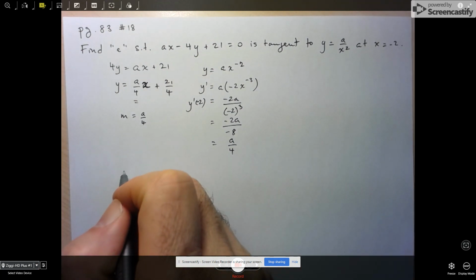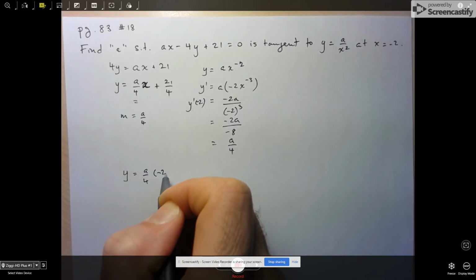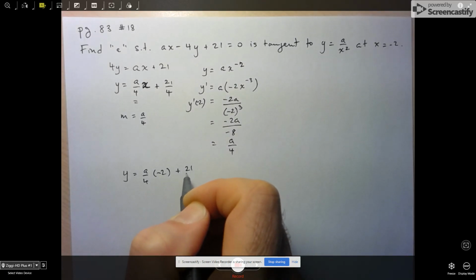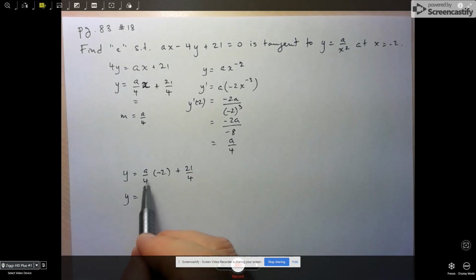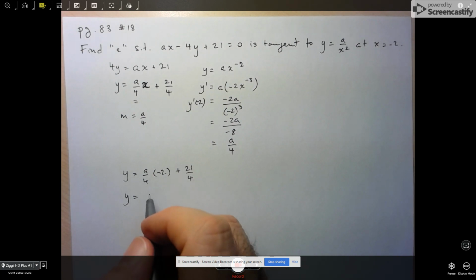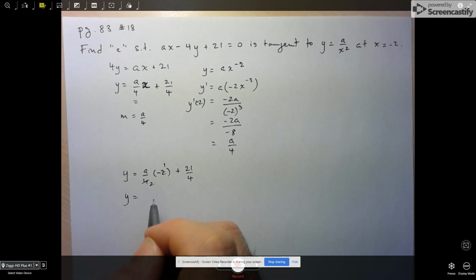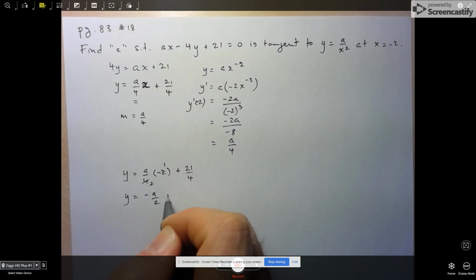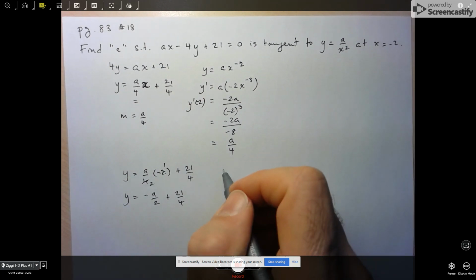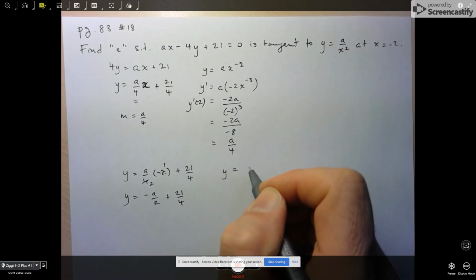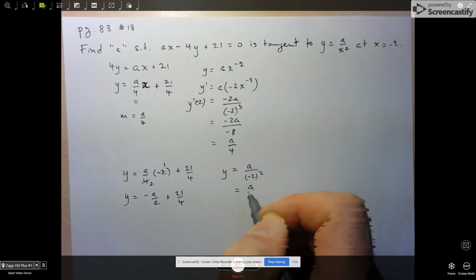All right, so we already have this here for the line. So at -2, we have that y is equal to a over 4 times -2 plus 21 over 4. So we have an expression for the y value. This simplifies a little. So we have -a over 2 plus 21 over 4. And then if we take the y value of the parabola, what do we have? We just have a over (-2) squared, which is equal to a over 4.